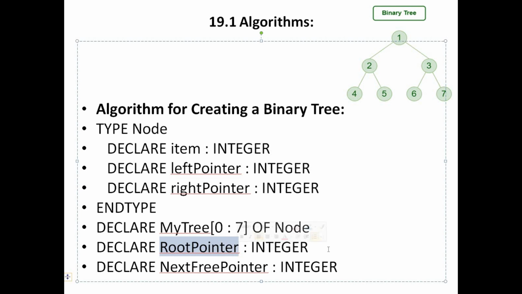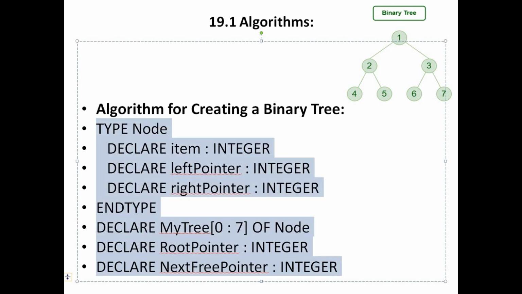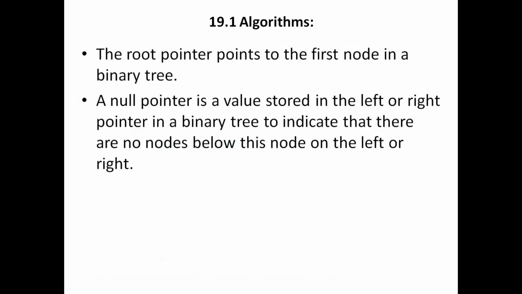Declare a root pointer as integer and declare next free pointer as integer. This is how you create a binary tree. Hopefully you will not be asked to create a binary tree. Okay, the root pointer points to the first node in a binary tree, and a null pointer is a value stored in the left or right pointer in a binary tree to indicate there are no nodes below this node on the left or on the right.